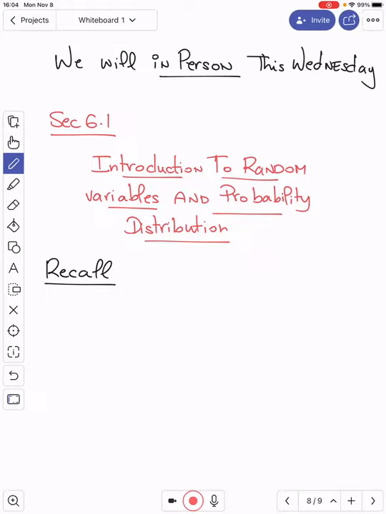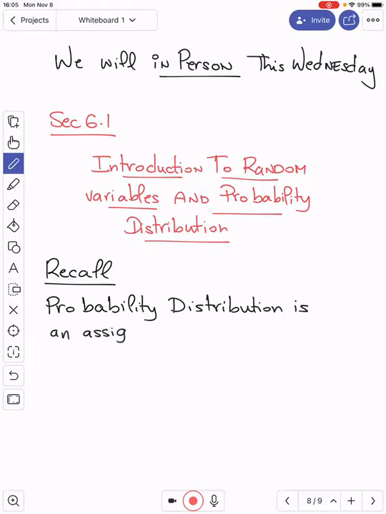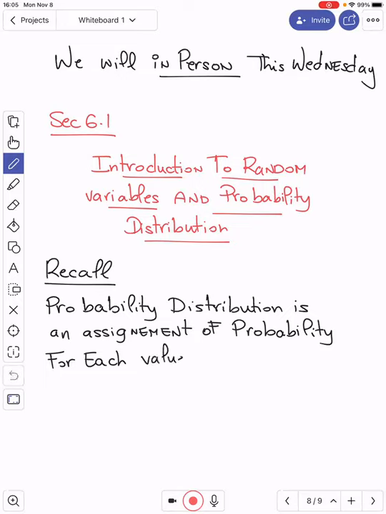Okay, so probability distribution is an assignment of probability for each value of X, for each value of the discrete random variable X.